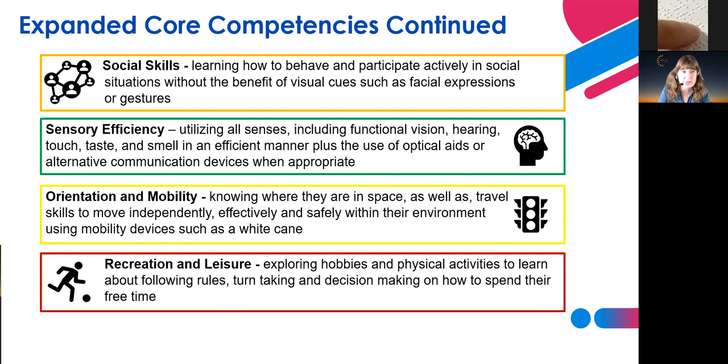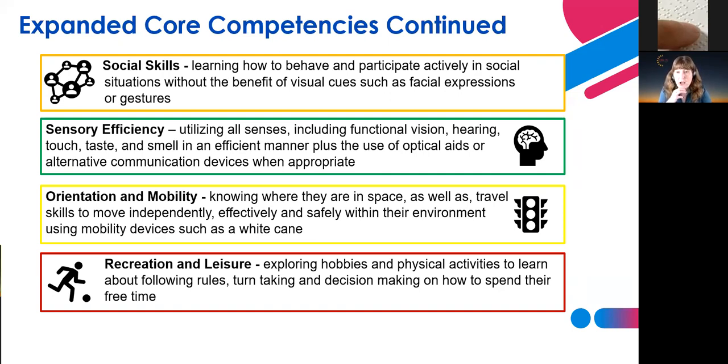Moving on, social skills, learning how to behave and participate actively in social situations without the benefit of visual cues, such as facial expressions or gestures. That can make communication very difficult, especially with peers, when they don't have those same cues that their sighted peers have. Sensory efficiency is utilizing all of their senses, including whatever functional vision they may have, hearing, touch, taste, and smell, in the most efficient manner possible. Plus, using optical aids or alternative communication devices when appropriate. That can be the monocular, the dome magnifier, things like that.